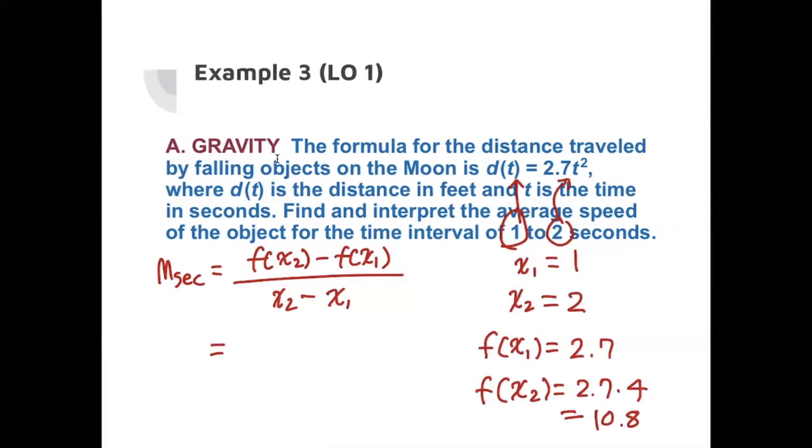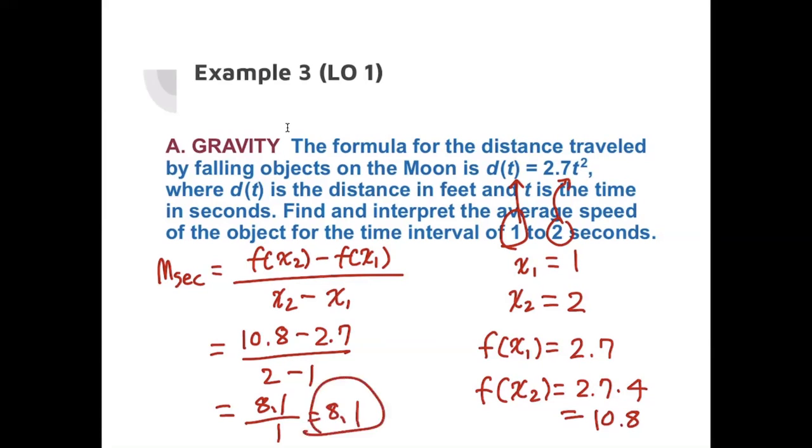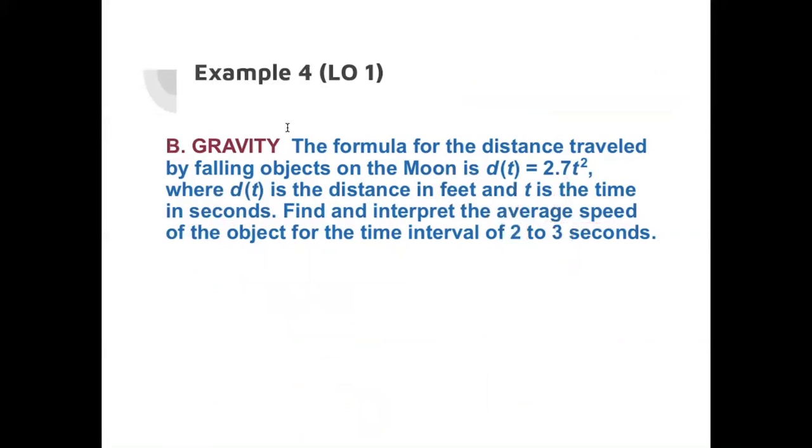Let's plug into this function again. 10.8 minus 2.7 over 2 minus 1. It would be 8.1 over 1. So the right answer would be 8.1, right? But this tells you to find and interpret the average speed, right? The unit for speed is what? Distance per time. The unit for distance is feet and the unit for time is seconds. So the right answer for this question would be 8.1 feet per sec. You have to keep the units to be marked as correct.